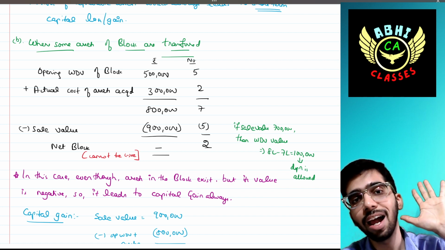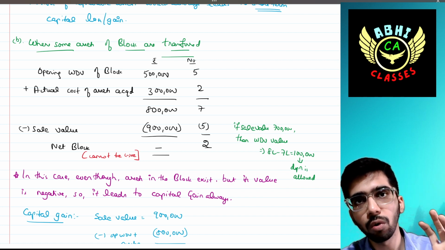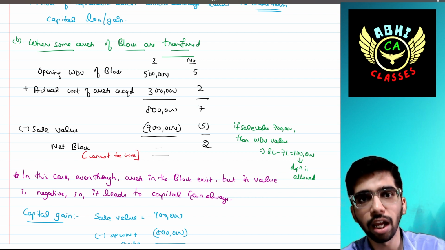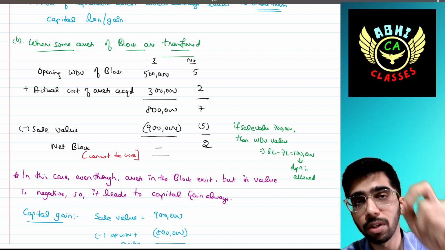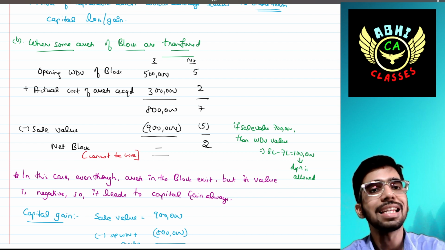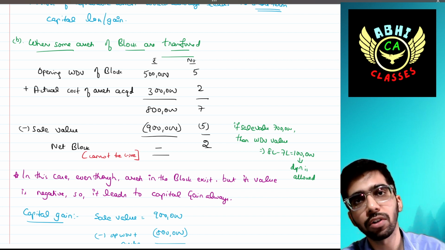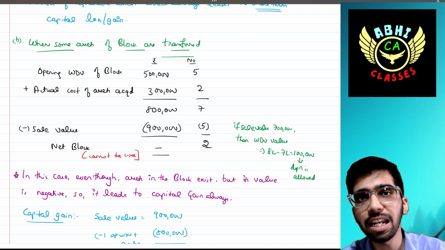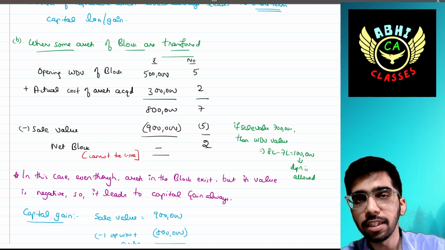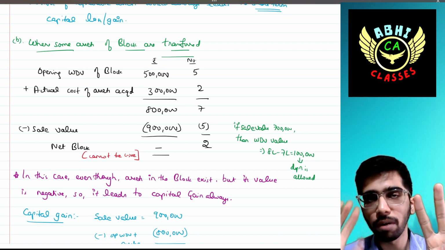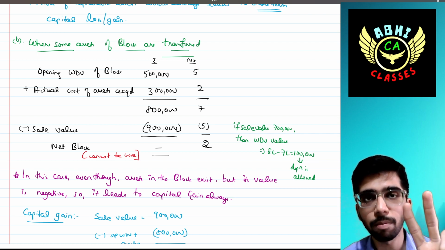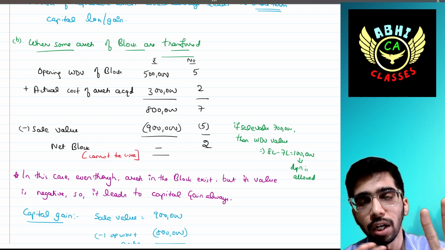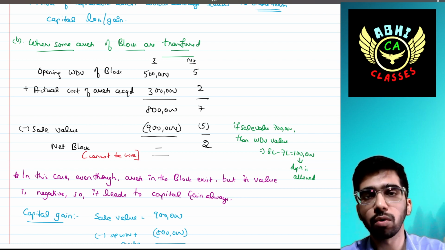Okay, but 5 machines have been sold out in the 23-24 financial year, the previous year, for rupees 9 lakh. Even though the asset value of 7 machinery is 8 lakh, 5 machineries have been sold out for 9 lakh, so there is no value left in the block of assets. The block of assets would not be negative, it should be nil or positive. In this case, even though 2 machineries are remaining in the block of assets, its value is negative, and accordingly the capital gain would arise.